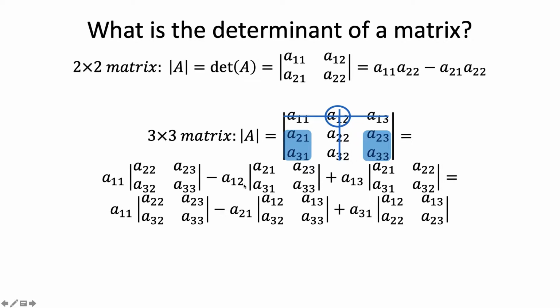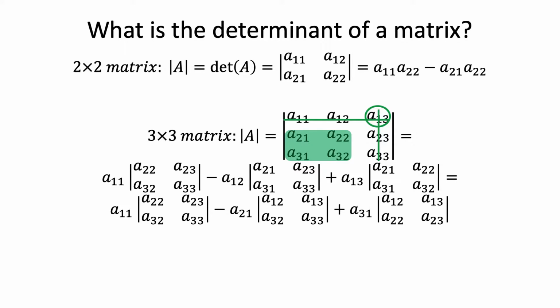So this is your cofactor, and these are your minors, A21, A31, A23, A33. Get the determinant and multiply it by the cofactor, A12. Then add the third cofactor, A13, multiplied by the determinant of its minor, identified by crossing out the first row and the third column.